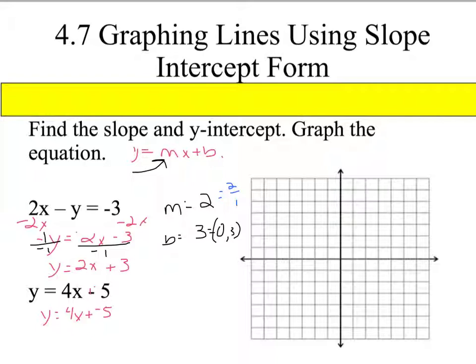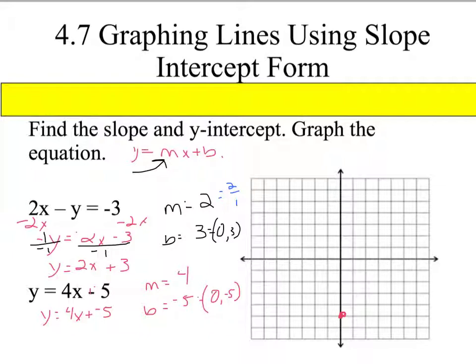So now, what's my slope? 4. What's my y-intercept, which is my b? B stands for y-intercept. What's negative 5? Well, what point relates with negative 5? 0, negative 5. Plot that point of 0, negative 5. 1, 2, 3, 4, 5.